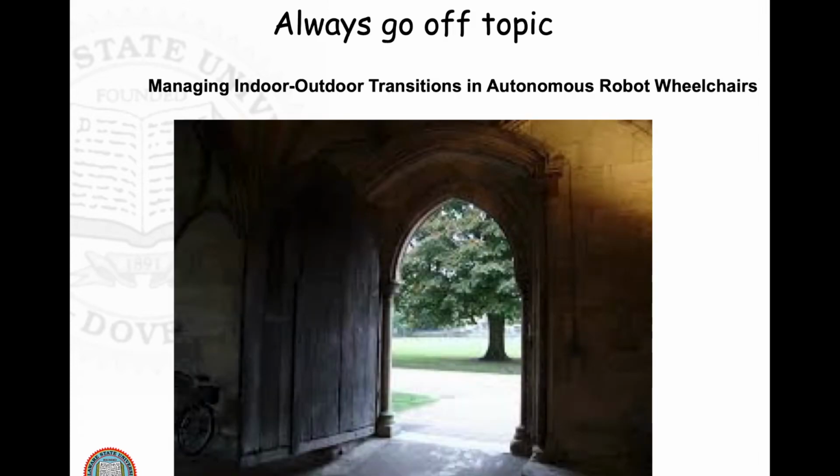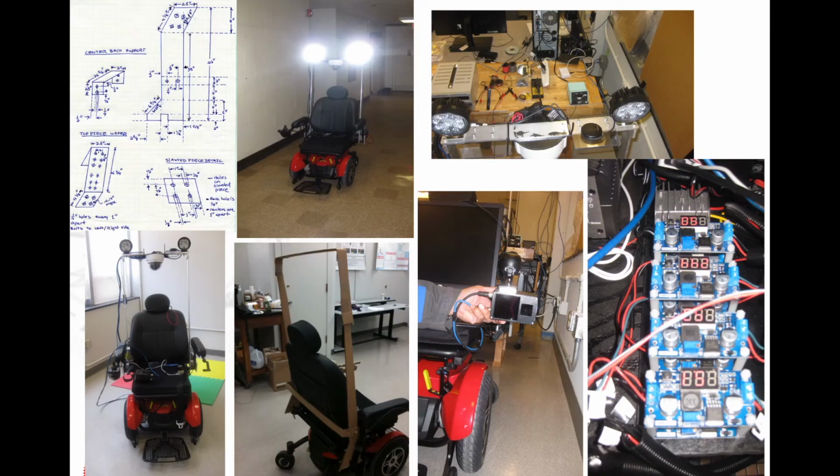By the way, let me tell you about some of my research. In this project called Managing Indoor-Outdoor Transitions in Autonomous Robot Wheelchairs, we focus on the problem of how you attend to features and switch your sensory apparatus as you transition between an indoor environment and an outdoor environment. Now, the key challenge in that is that this may be an abrupt change, or this may be a very gradual change.